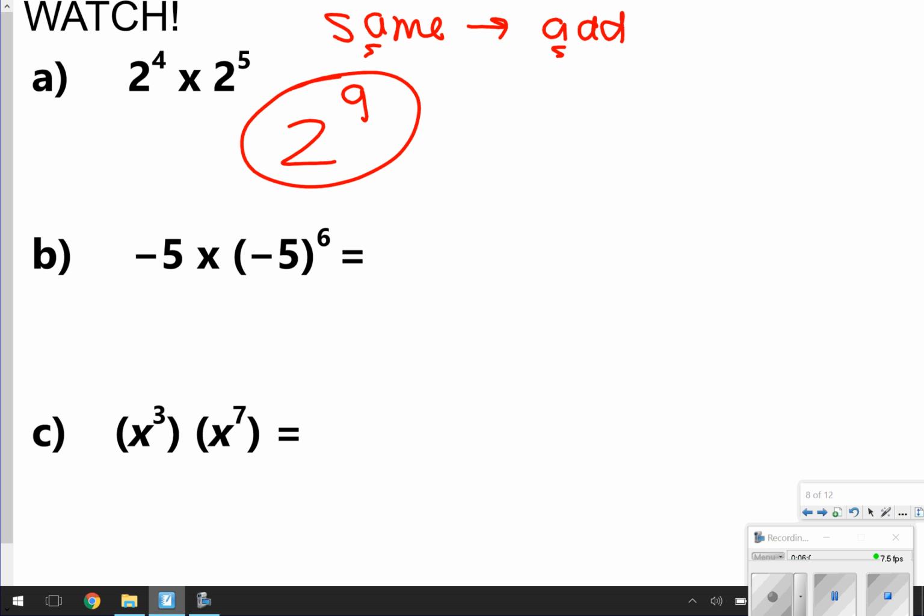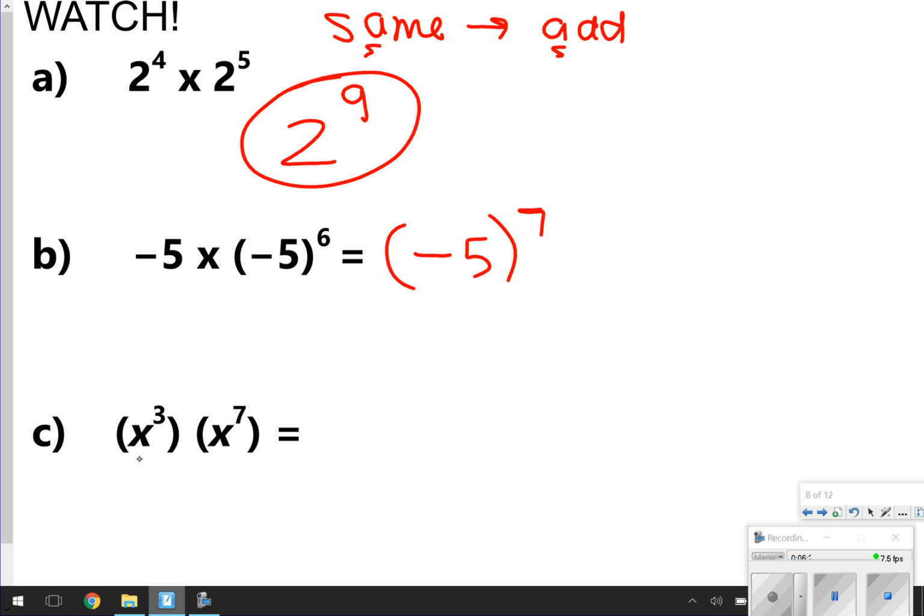For letter B, it looks a little bit different. Notice how -5 does not have an exponent, but remember, if a number doesn't have an exponent, the automatic number that should be there would be a 1. Even if the 1 wasn't there, you can notice I have -5 to the 6th, which means I'm going to have 6 -5's, and another -5, which makes a grand total of 7 -5's.